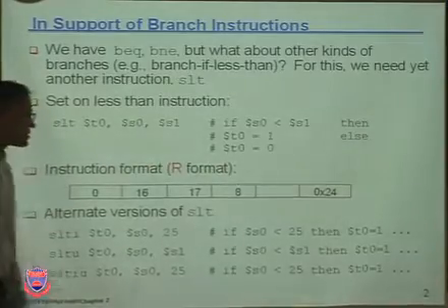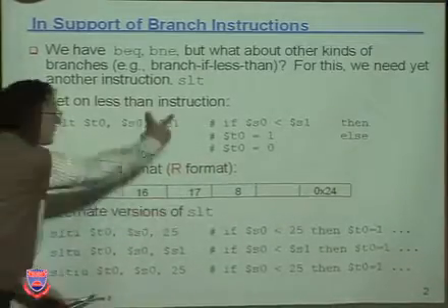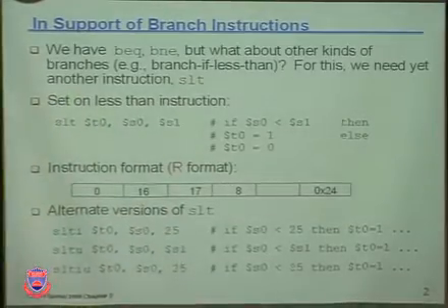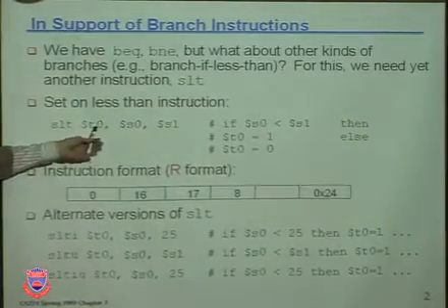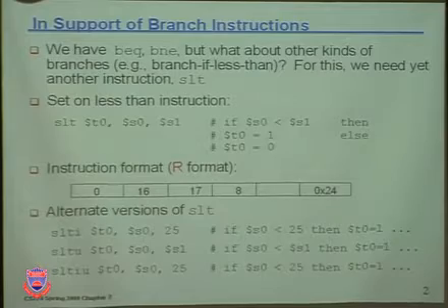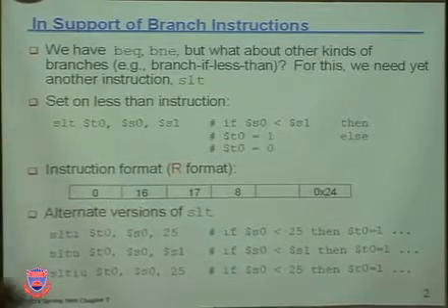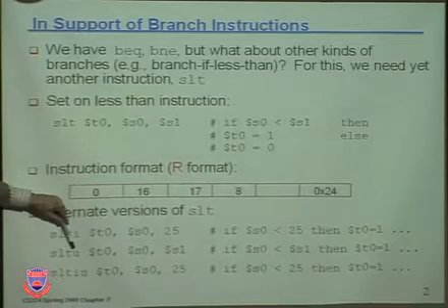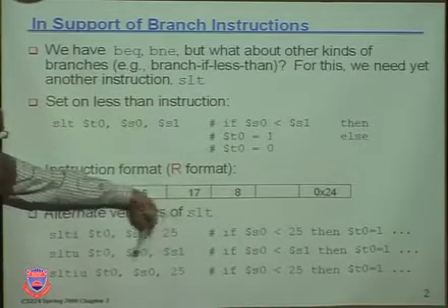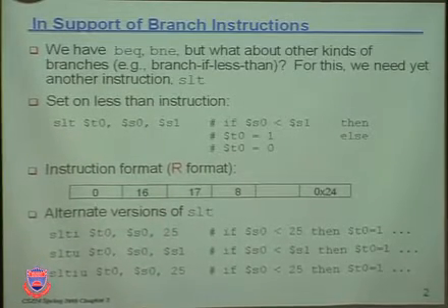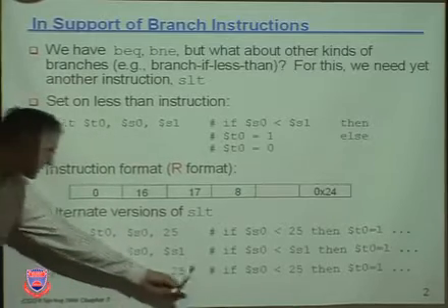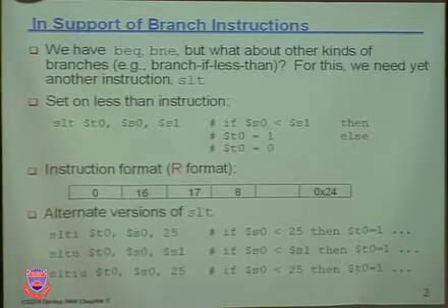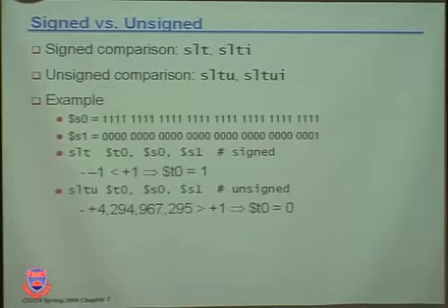It takes 3 registers. The RS and RT are these 2 here. The destination is the first one here, but third one here. And it's going to either leave the value of 0 or 1 in this field when we're done. Alternate versions of SLT include SLTI with an immediate instead of a second register, SLT unsigned, which compares these 2 in an unsigned instead of a signed comparison, and SLTIU, where the second one is immediate and the comparison is unsigned. Now, unsigned and signed comparison need a little bit more explanation.